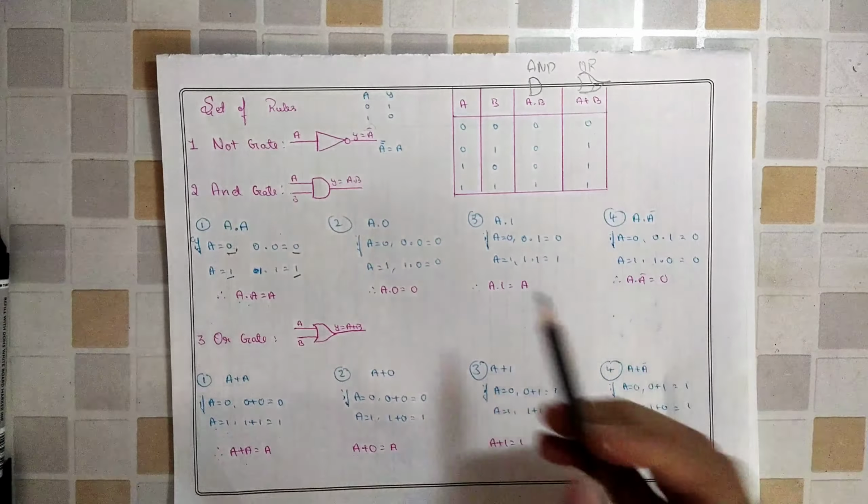Coming to the third condition, A into 1. So we will take A equals 0 or A equals 1. Just substitute the value of A in the place of A. 0 into 1 is 0, again 1 into 1 is 1.